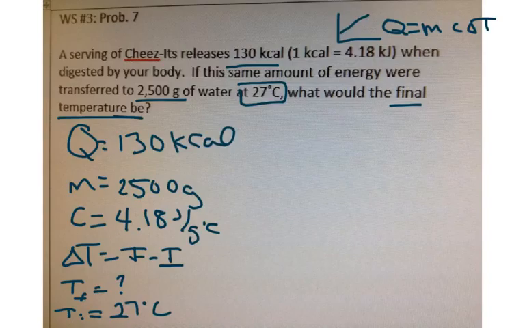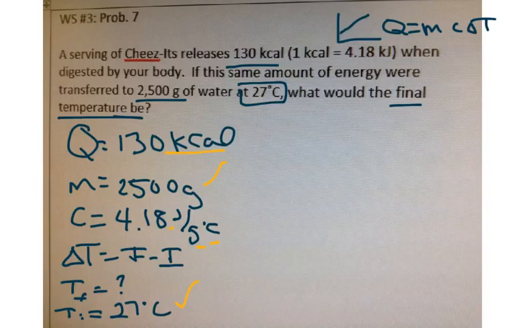So now I want to plug what I'm given into an equation. The problem is if you look at this C value right here, the C is in joules, grams, and degrees Celsius. Right now my energy unit is in kilocalories, which is not joules. My mass is in grams, so that's good. And my temperature is in degrees Celsius, so that's good. But the problem is my heat, or my energy, is not in joules, so I need to do a conversion before I even put it into my Q equals MCAT.